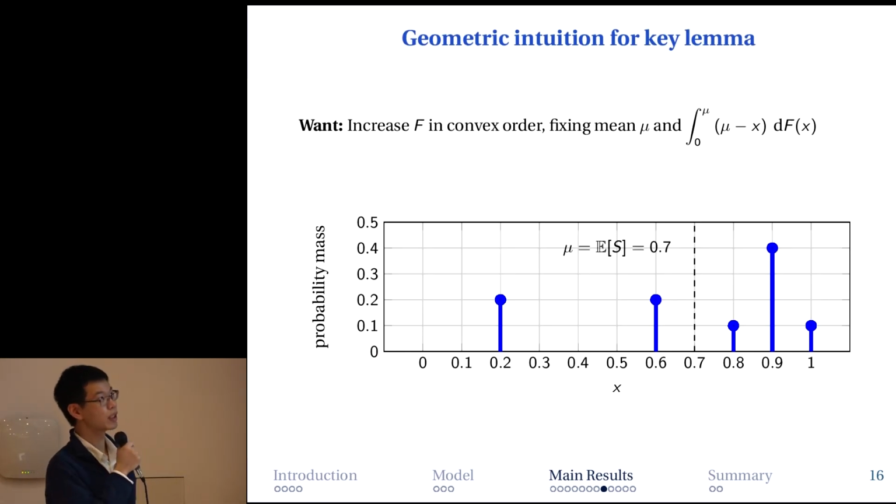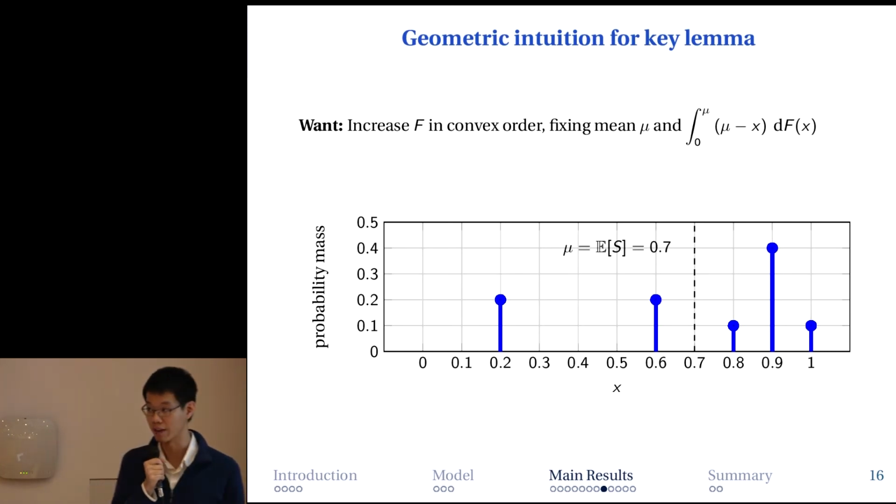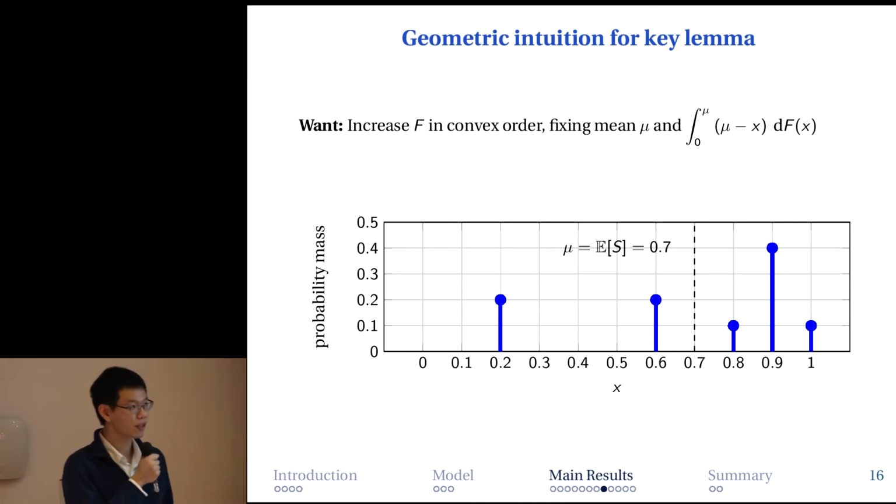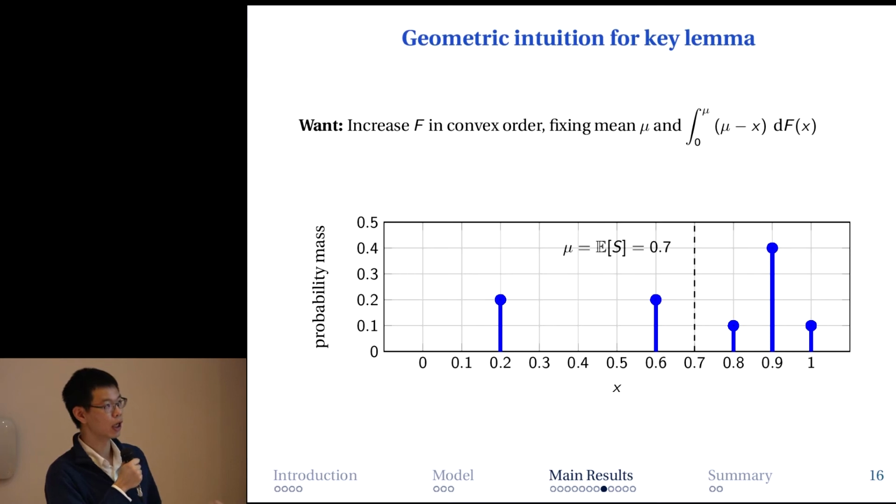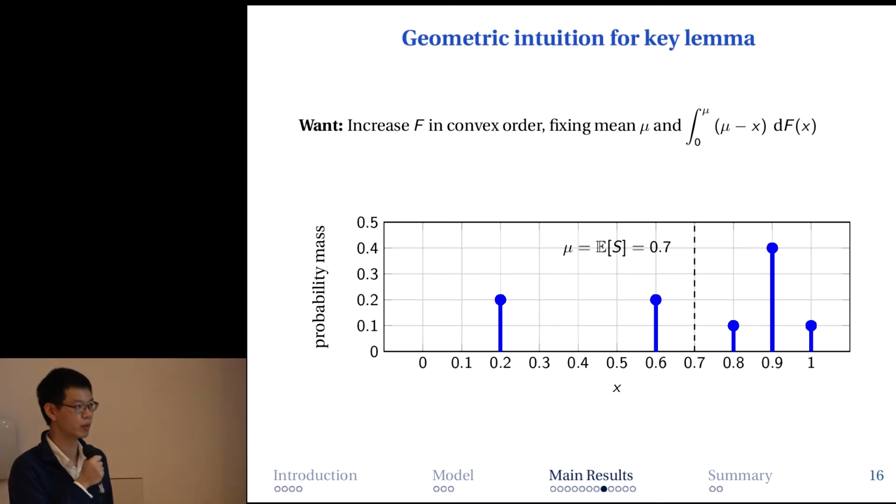Okay, so let me give you some geometric intuition for why this lemma is true. Here's a visual example of a distribution denoted here by probability masses in blue. What we want to do is increase this distribution in a convex order, fixing the mean of this distribution as well as the expected gains from trade.